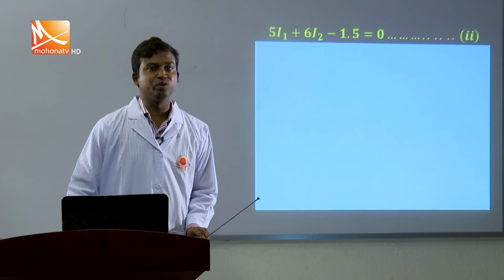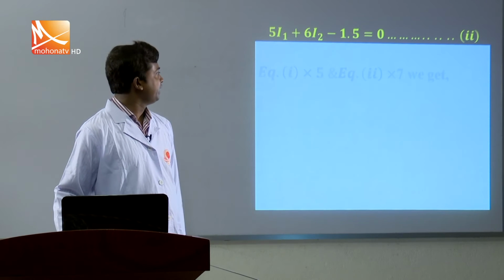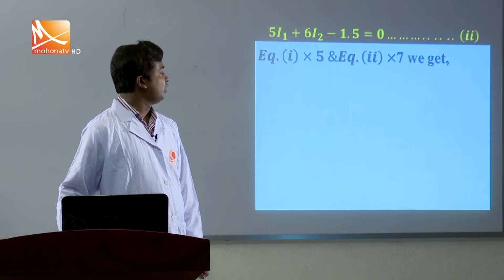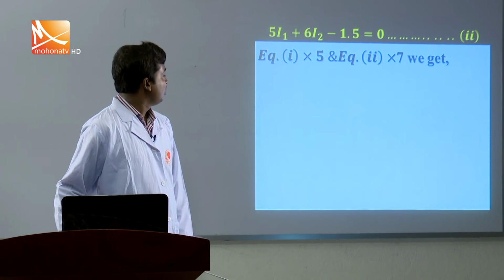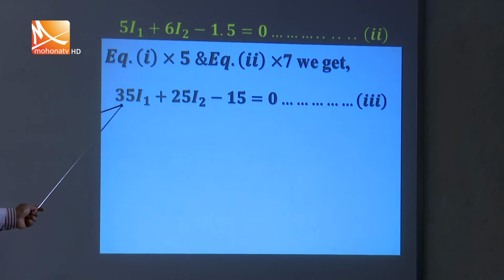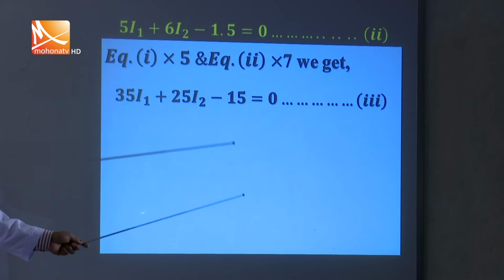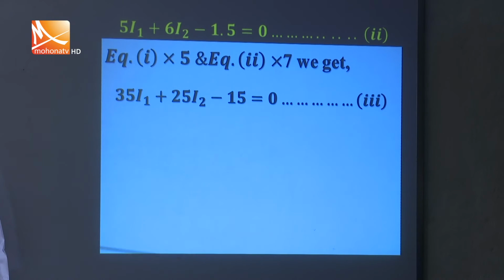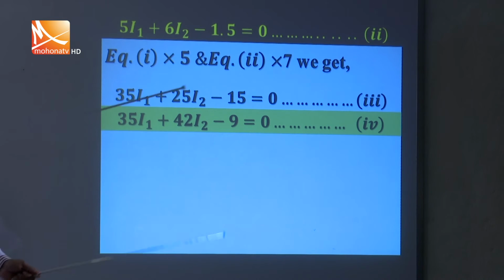So, my dear student, you have got two equations. Then mathematically simply you can get the value of I1 and I2. The way is that if equation 1 is multiplied by 5 and equation 2 is multiplied by 7, then you will get 35 I1 plus 25 I2 minus 15 equals to 0, which is denoted by equation 3. And from equation 2 you will get 35 I1 plus 42 I2 minus 9 equals to 0.